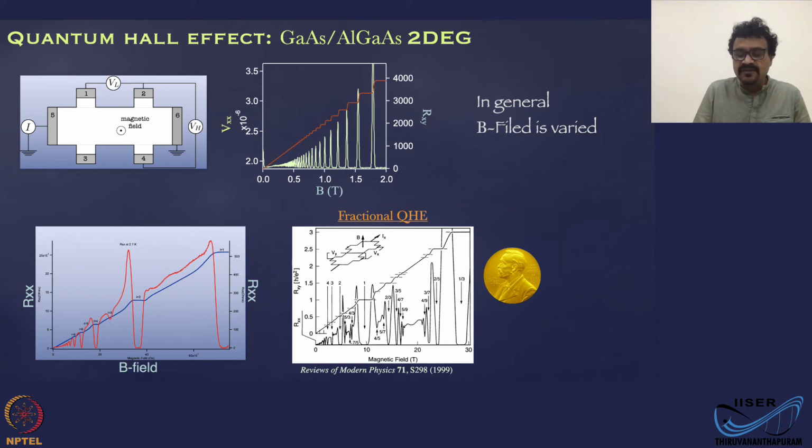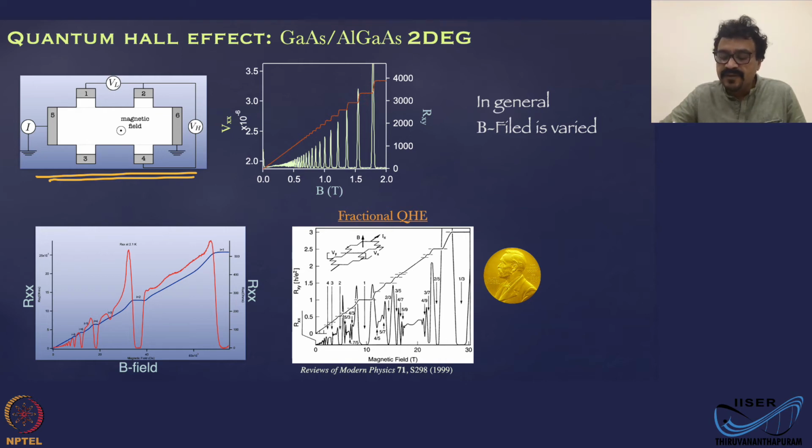Okay, so you have again a similar geometry where you are injecting current and you are measuring the voltage across, in the perpendicular direction of the current, where the magnetic field B is applied perpendicular to the plane. Okay, and this data is taken using one of those samples. And what you are seeing here is the Rxy, the Hall resistance, showing a step-like feature as shown here. Okay, this Rxy.